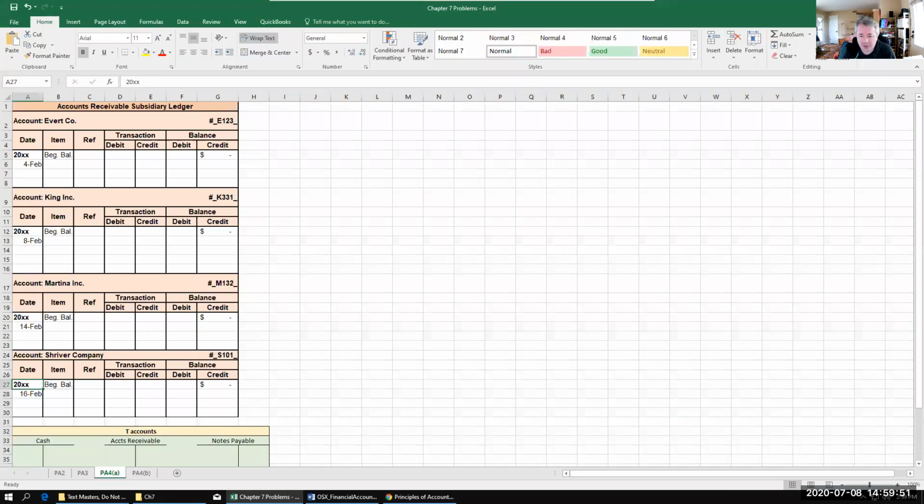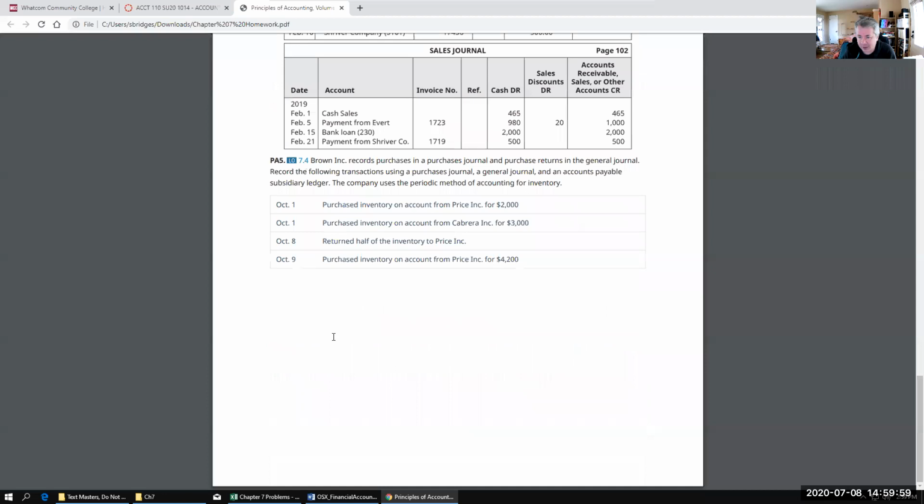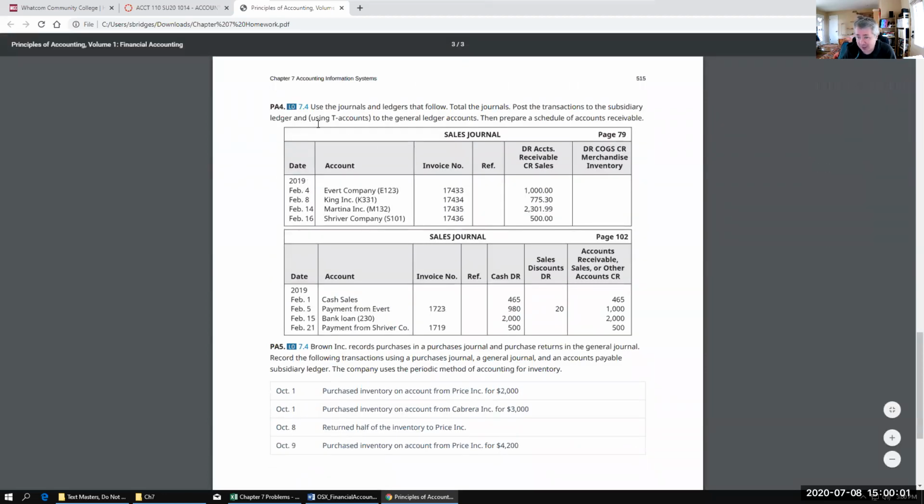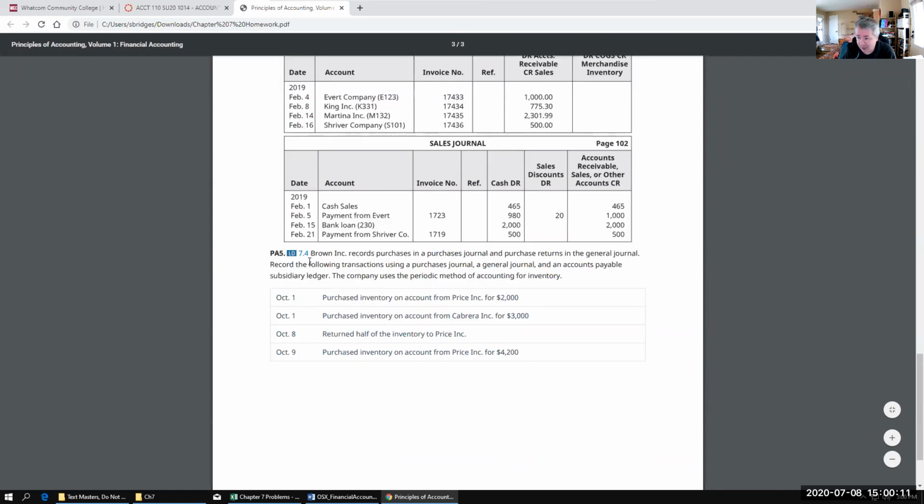Okay, so now we're going to work on problem PA4. It's got kind of 3 parts to it. Let's take a look at it. PA4. So we've got these journals. We've got a sales journal, and this is a typo. It shouldn't say sales journal, it should say cash receipts journal.